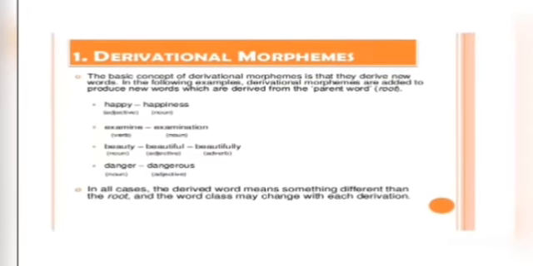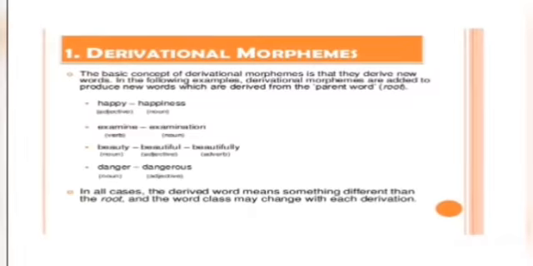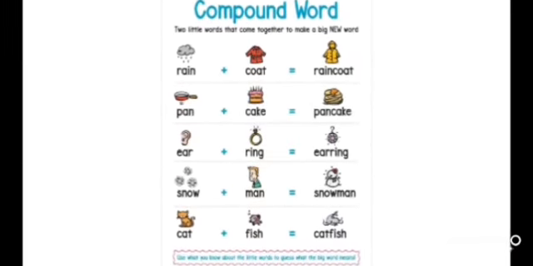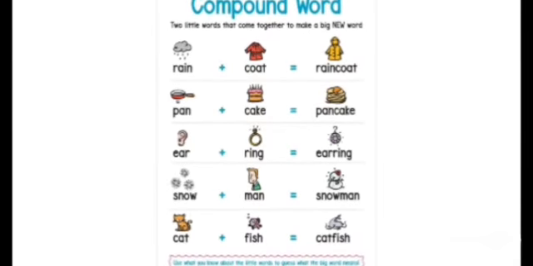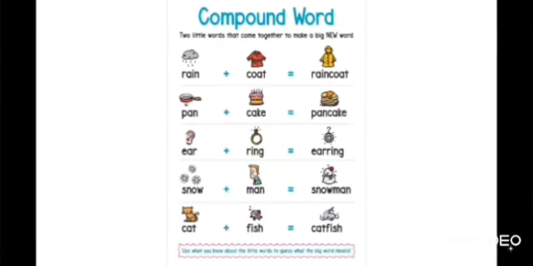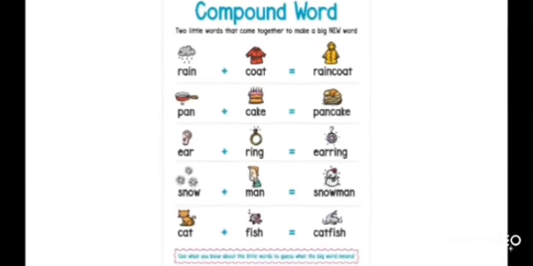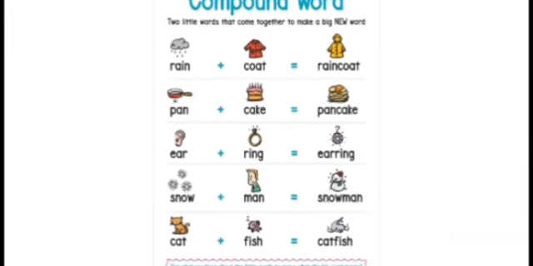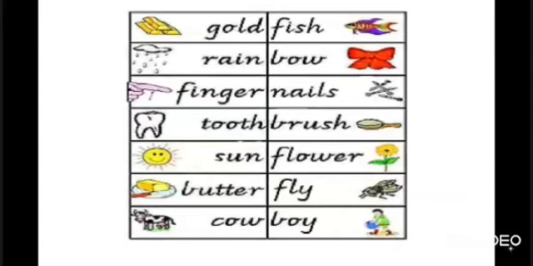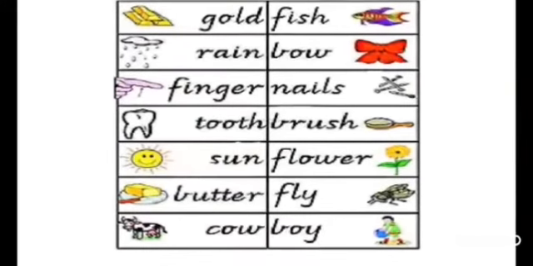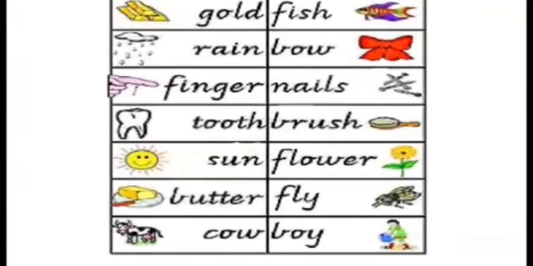Compounding words. Two little words that come together to make a new word. For example, rain plus coat, raincoat. Snow plus man, snowman. Cat plus fish, catfish. Other examples, gold plus fish, goldfish. Cow plus boy, cowboy.